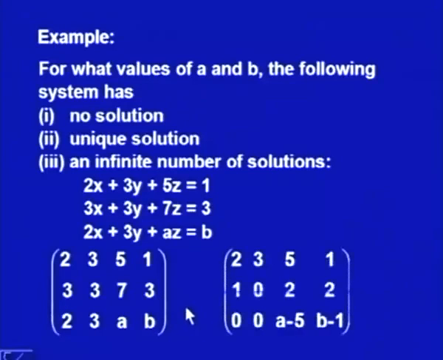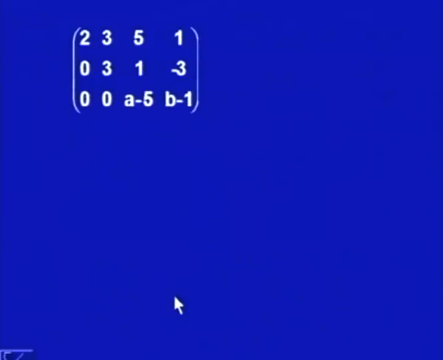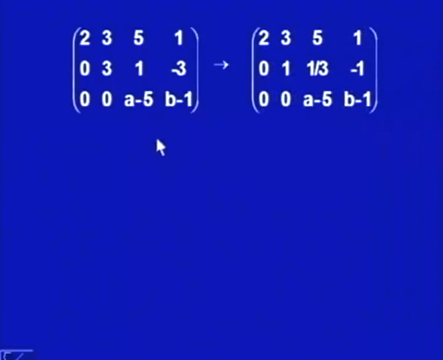I try to apply linear transformations and reduce this matrix into this form. So, what I have done is I have subtracted this row from this. This is the linear operation I am applying. 3 minus 2 is 1, 3 minus 3 is 0, 7 minus 5 is 2, 3 minus 1 is 2, and I am subtracting the third row from the first row, that gives me 0, 0, a minus 5 and b minus 1.